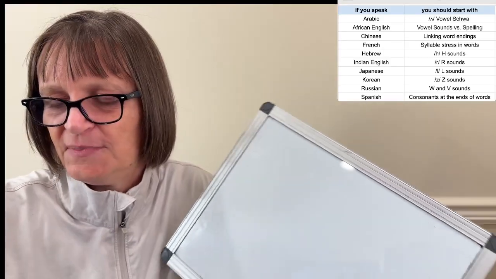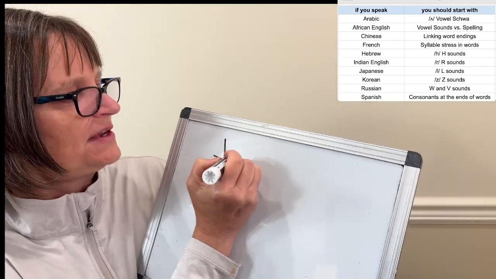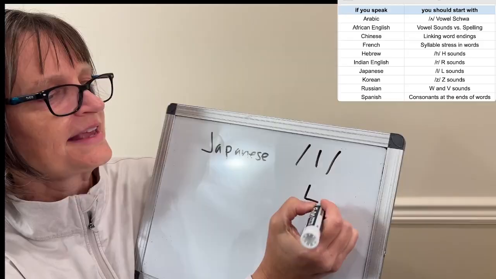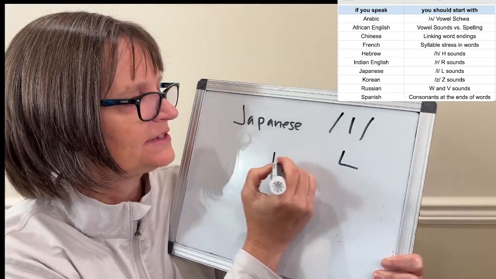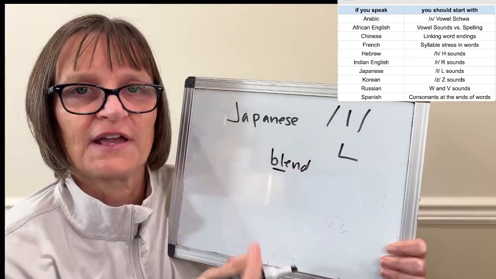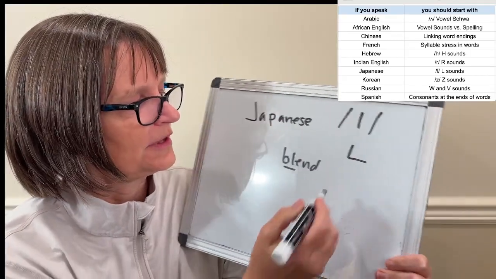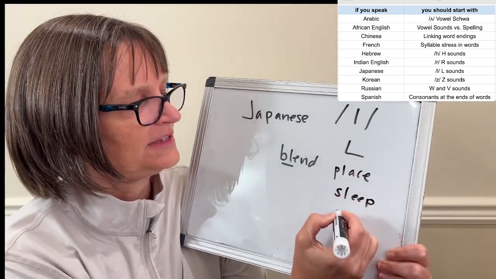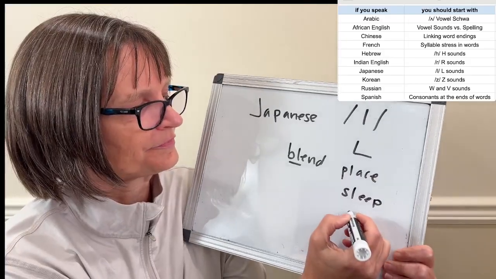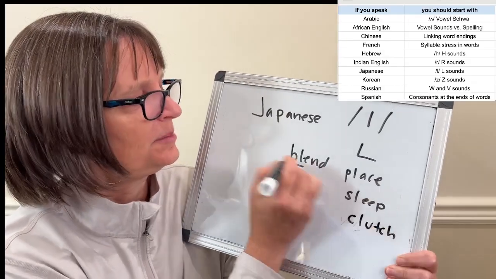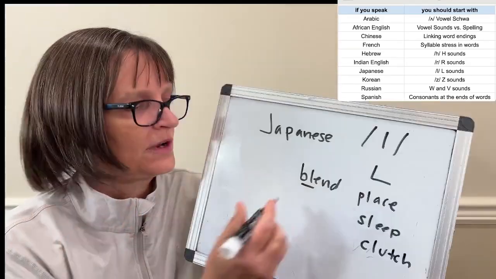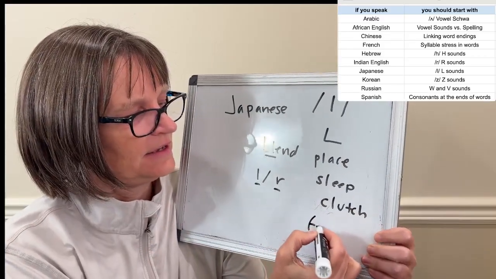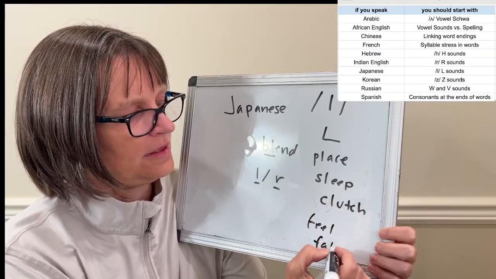Let's talk about Japanese speakers. So for Japanese speakers, I would say begin with the L sound, especially L blends. In a word like blend, we have the L together with another sound. We have PL blends like in place, SL blends like in sleep, CL blends like in clutch, BL blends, etc. We also want to look at the L versus the R sounds and L at the ends of words like in feel or fall.